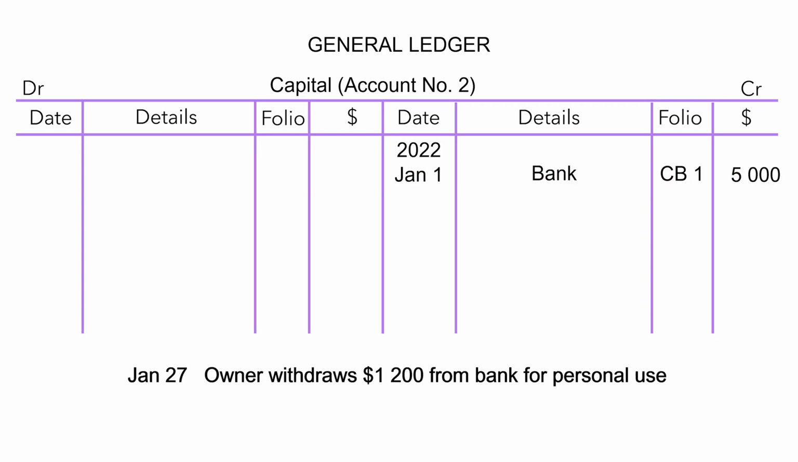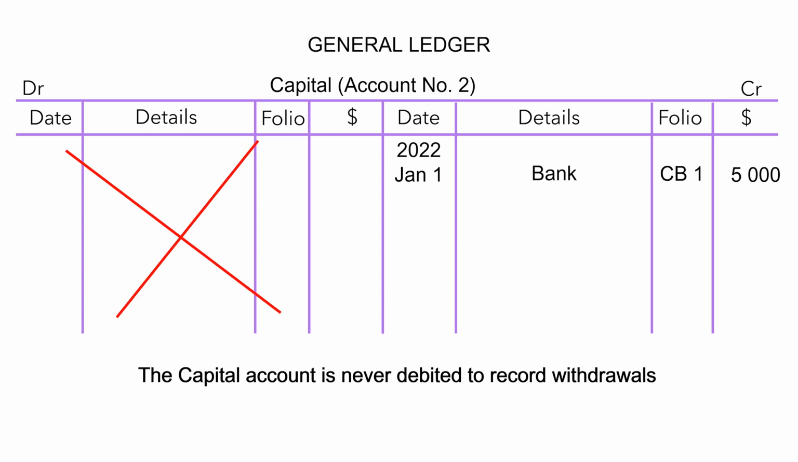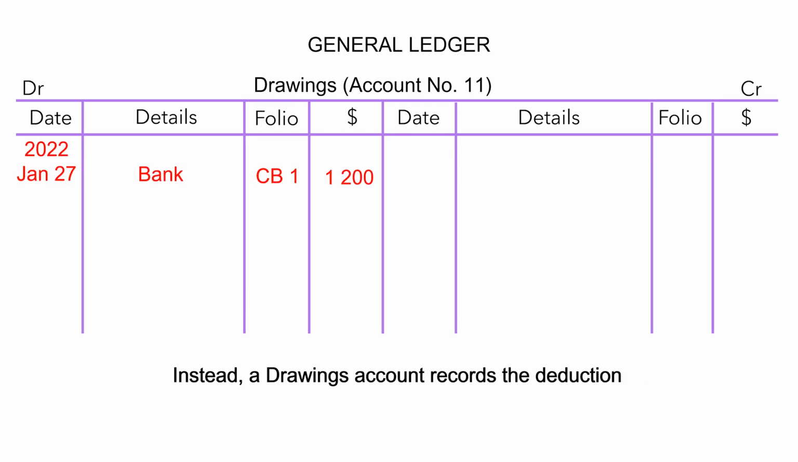January 27, owner withdraws $1,200 from bank for personal use. The capital account is never debited to record withdrawals. Instead, a drawings account records the deduction.